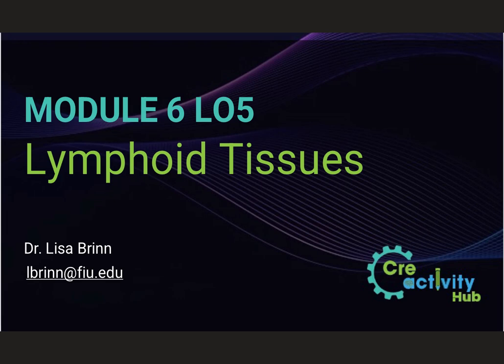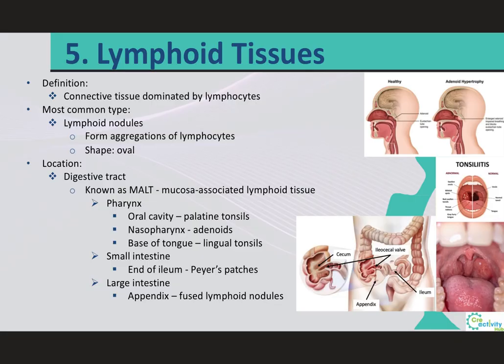For learning outcome number 5, we're going to be talking specifically about the lymphoid tissues. Lymphoid tissues are basically connective tissues that are going to be dominated by lymphocytes. And the most common type of lymphoid tissue is what we call the lymphoid nodules, that will form these aggregations or clusterings of lymphocytes that are typically going to be oval in shape.